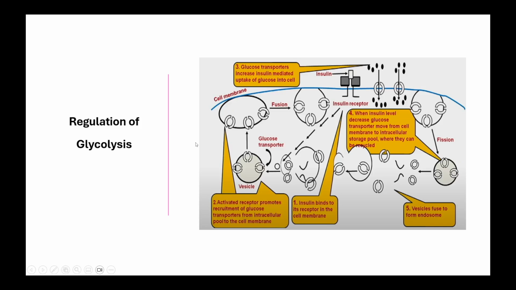Now, the lecture videos had covered the portion containing how the glycolytic pathway is regulated. So maybe we can just look at it one by one. It is regulated by insulin. Insulin is mainly required to regulate the levels of glucose in the blood. Insulin binds to its receptor in the cell membrane. Next, the activated receptor.